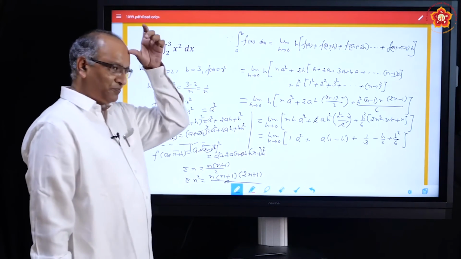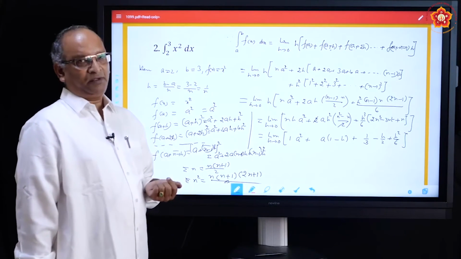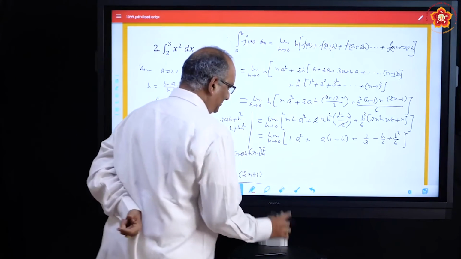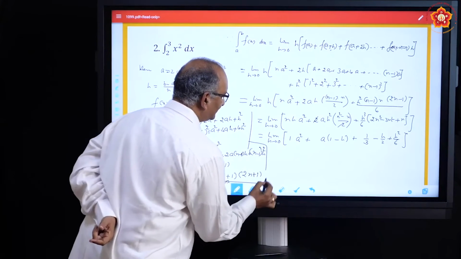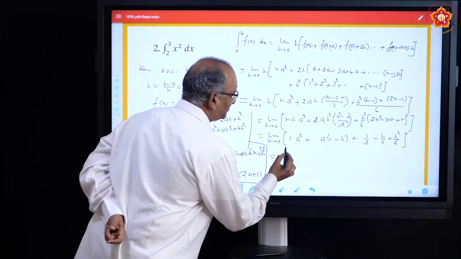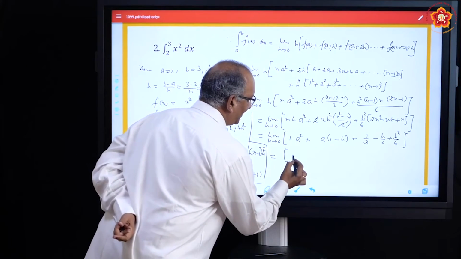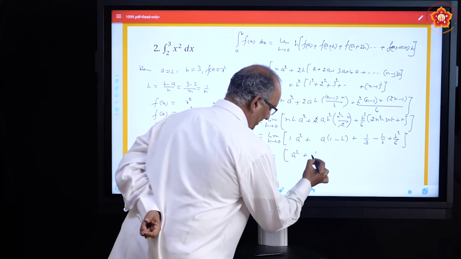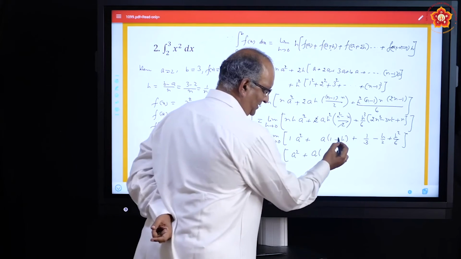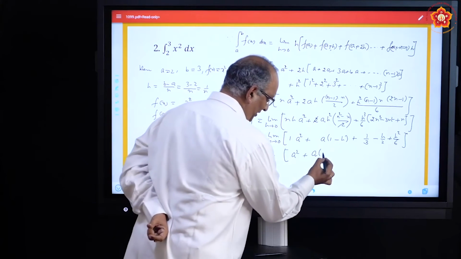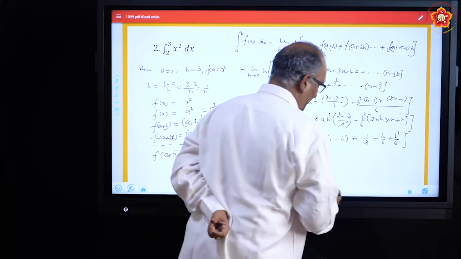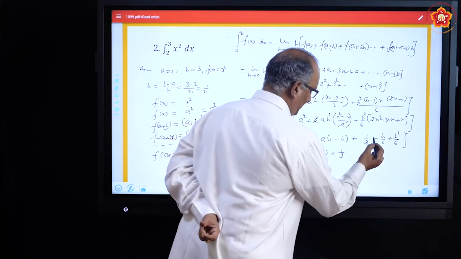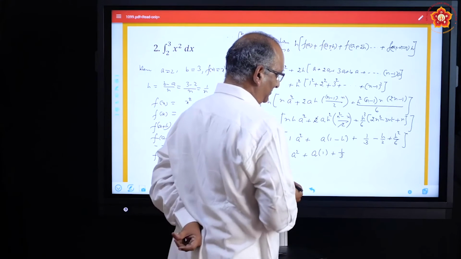Now what do we do? Now proceed to the limits. What does the limit say? h tends to 0. So as a result, when we proceed to the limits, here we have a square, fine. Here we have a 1 minus h. h is tending to 0, so only 1 will be left. Plus 1 by 3.